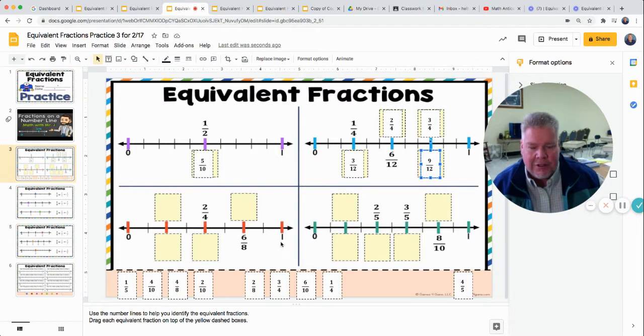I'll let you do these two on your own, but make sure you look. The top is 1/4, 2/4. It's fourths. The bottom is eighths. On this one, the green line shows fifths. The bottom, every line shows tenths. So that should help you with that.